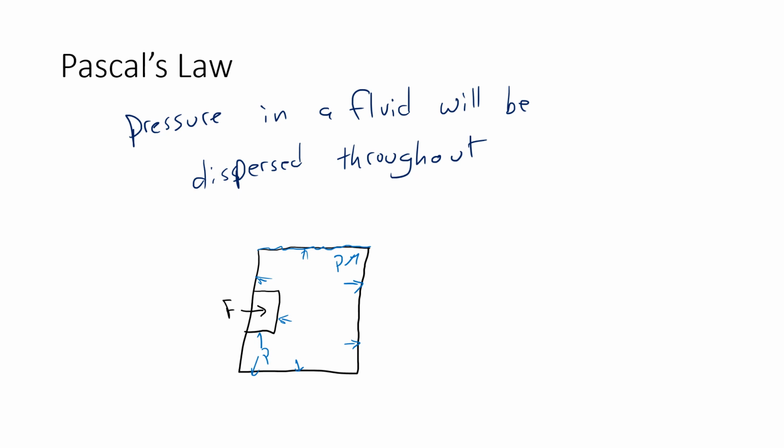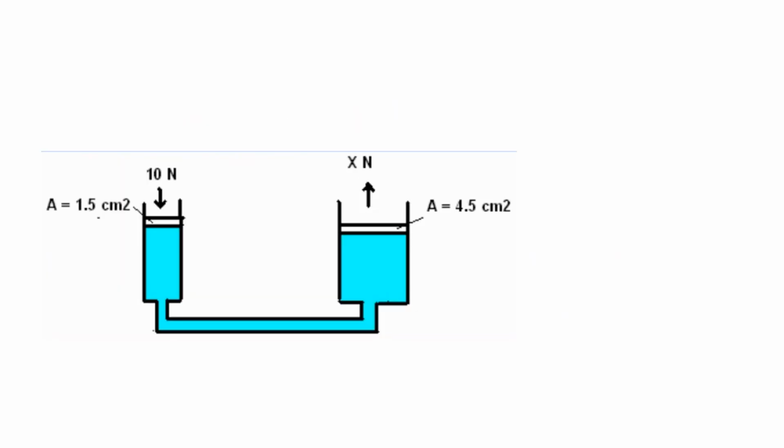Okay, so that's it. One way you can think about it is pressure is equal everywhere. That's what we can take away from it, to give you the short version. All right, let's do a problem to practice this. So here's what we've got. This is where it's typically going to show up.